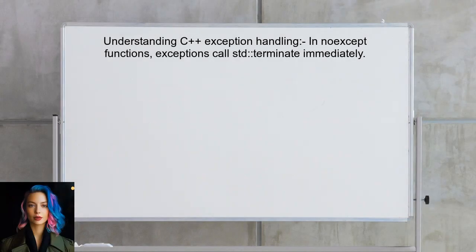To understand this, we need to look at how C++ handles exceptions and termination. When an exception is thrown in a noexcept function, the program will call terminate immediately. This is because noexcept functions are not allowed to throw exceptions.